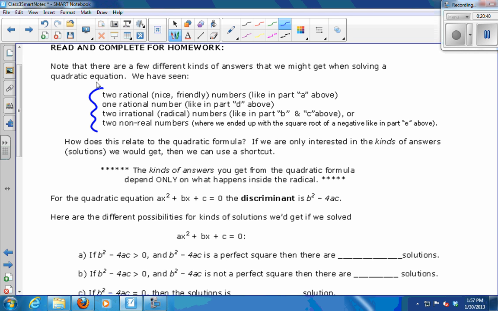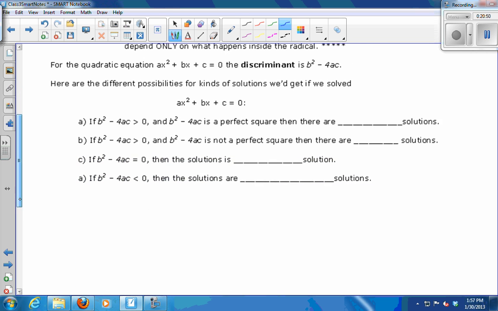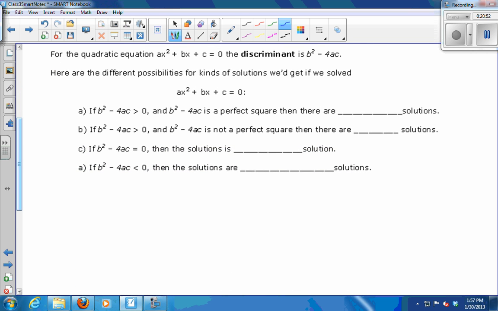Or you could get 2 non-real answers. And it all depends on what happens under the radical. That's the only thing that indicates what kind of answers you're going to get. If that thing under the radical, the b squared minus 4ac, is positive and a perfect square, that's when you get the nice friendly numbers. That's when you get 2 rational solutions.